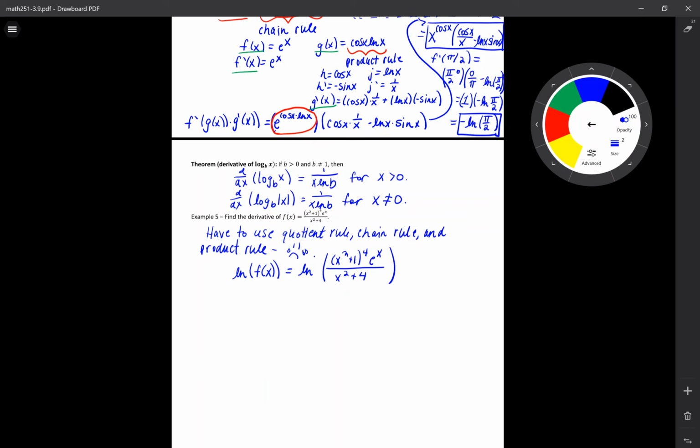So if we remember stuff about log rules, here on the right-hand side, I have a log of a lot of things that are multiplied and divided, right? So this right-hand side is equal to the natural log of x squared plus 1 to the power of 4 plus the natural log of e to the x. I can add these two together since I am multiplying expressions on the top. And then since I'm dividing by the next term, I have minus natural log of x squared plus 4.